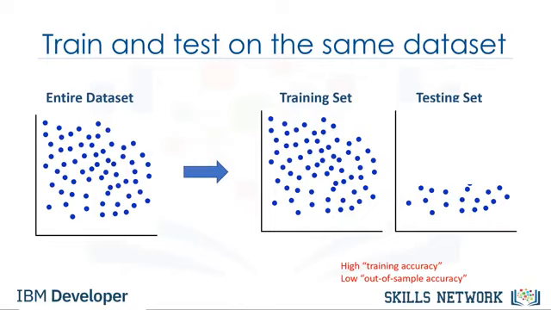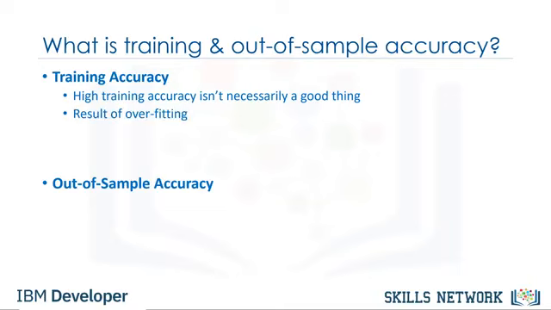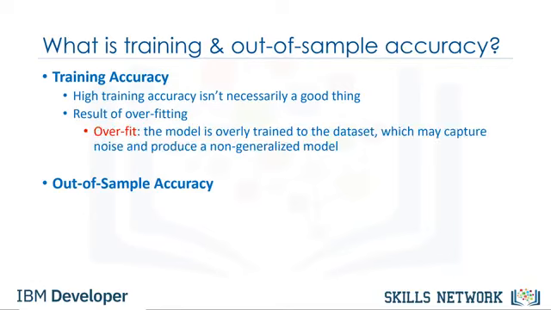What is training accuracy and out-of-sample accuracy? We said that training and testing on the same dataset produces a high training accuracy, but what exactly is training accuracy? Training accuracy is the percentage of correct predictions that the model makes when using the test dataset. However, a high training accuracy isn't necessarily a good thing. For instance, having a high training accuracy may result in an overfit of the data. This means that the model is overly trained to the dataset, which may capture noise and produce a non-generalized model.